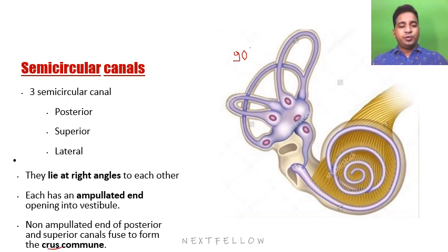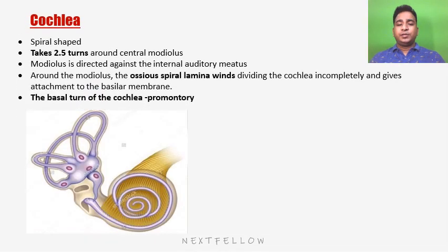This is the crus commune. So these semicircular canals open up or connect with the utricle with the help of five openings. The three openings are the three ampullated ends of each semicircular canal, whereas the remaining two ends are, one, the crus commune, which is the conjunction of the posterior and superior semicircular canals, and the last one is the non-ampullated end of the lateral semicircular canal. In this diagram, you can also see the cochlea, which is the third part of this bony labyrinth.